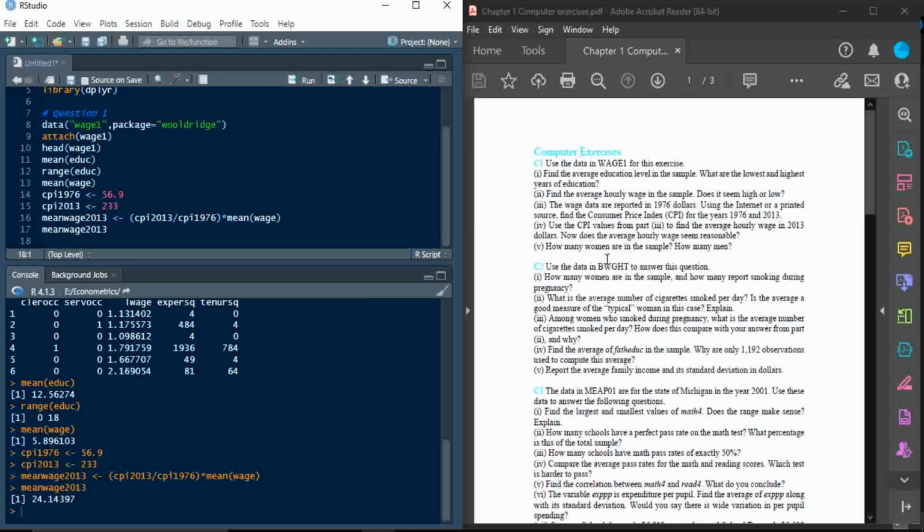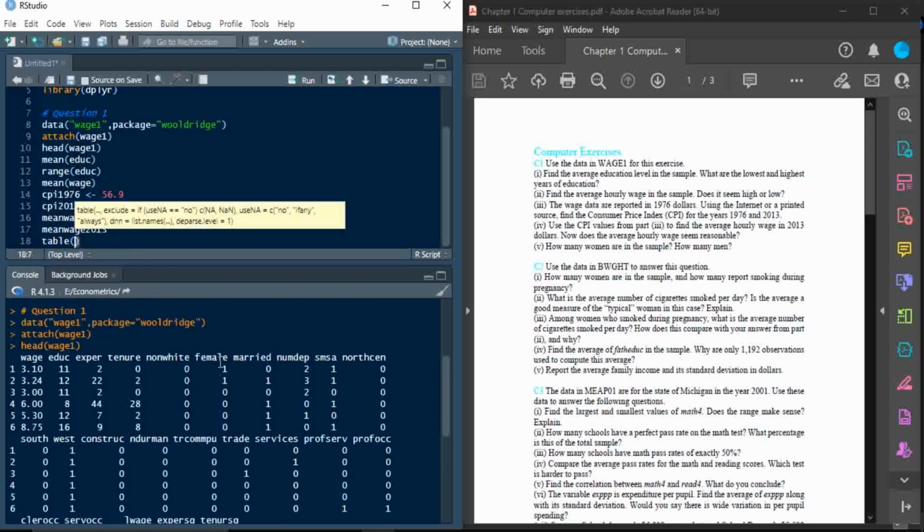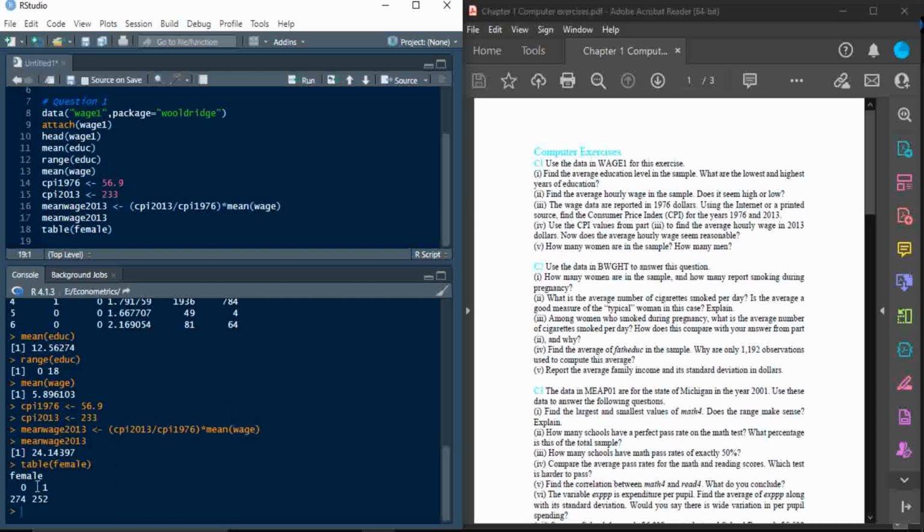Now look at this fifth part: how many women are in the sample, how many men. For this you can use the simple command called table from base R, and the gender column is named female. So in this column, the 1 values represent the participant as female, and the 0 values represent the participants as male. Then simply type the variable name female. So here we are. In our data, 274 are males and 252 are females. Alternatively, you can also use a function from the dplyr package. Type the wage1 dataset name and then use the pipe operator.